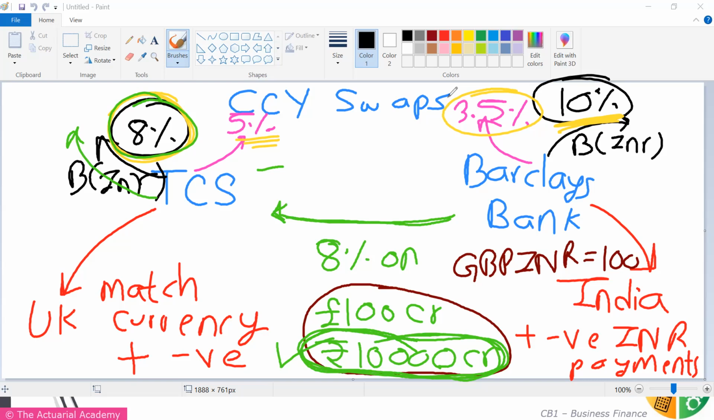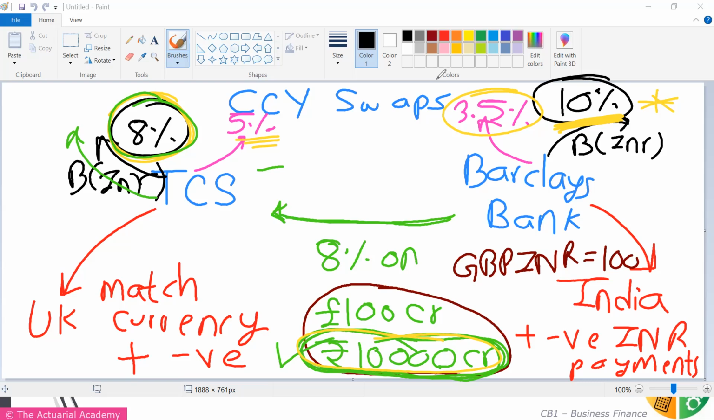Because, remember, Barclays had to take out a loan from India. It had to take out a loan in INR, but it was getting 10%. That is not favorable for Barclays. So it reached out to TCS and said, you take a loan of 10,000 crores because you will get it at 8%. So you take out a loan, give the money to me, and I'll do all the EMI payments and all the loan repayments. Okay. So understood this point.